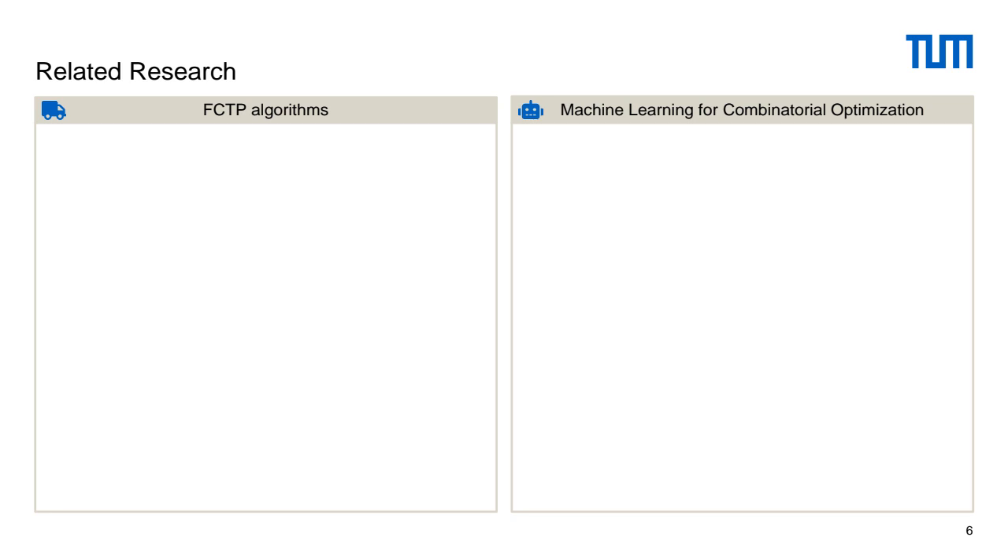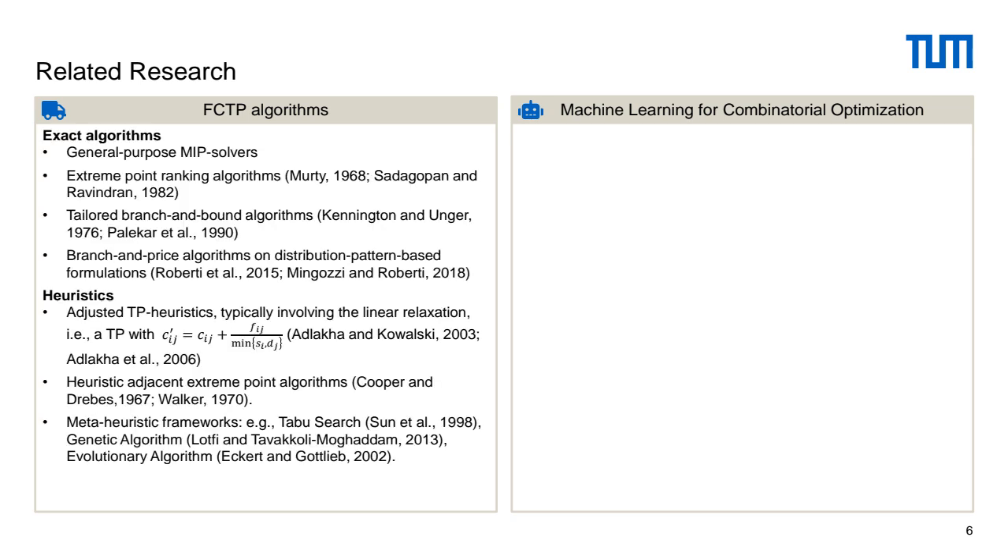Now, before we get to the numerical study, let's have a very quick look into the literature, not too much because of time, but we basically build upon two streams of research. On the one hand, the literature on FCTP algorithms, and on the other, research on machine learning for combinatorial optimization. There have been several exact and heuristic algorithms for the FCTP. The problem is that the exact algorithms do not scale to large instances, and the heuristics also do not perform very well on large instances. So there is still a need for an efficient and good algorithm for the FCTP.